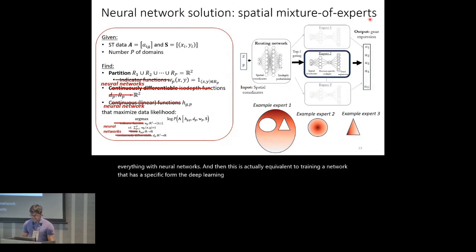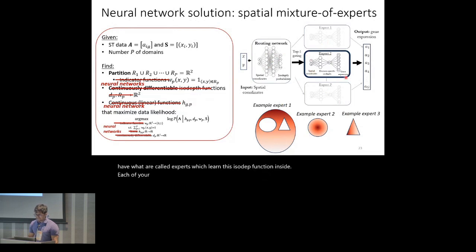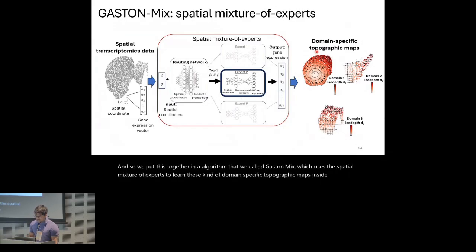I won't get into details here, but at a high level, you can imagine that you have this routing network, which learns these different domains inside your tissue. Then you have what are called experts, which learn this isodepth function inside each of your domains. Each of these experts is a little copy of our Gaston algorithm, but we piece them all together. We put this together in an algorithm that we called GASTON-Mix, which uses the spatial mixture of experts to learn these domain-specific topographic maps inside each domain of your tissue.